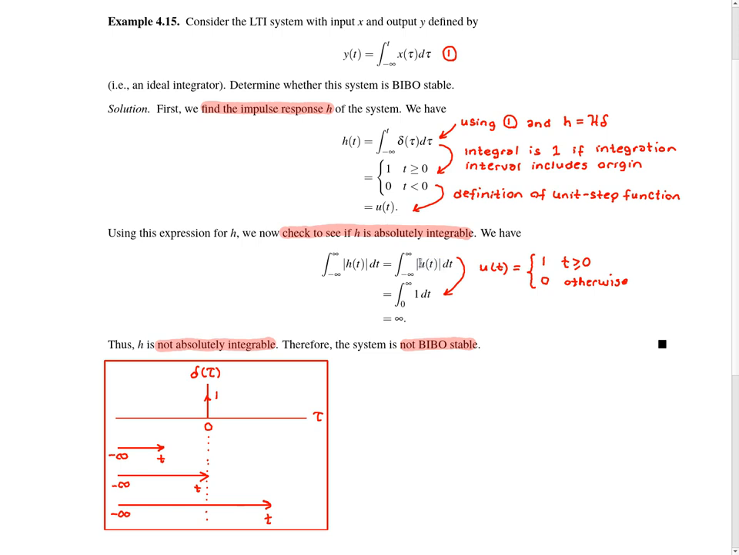And then we need to simplify this integral. The unit step function is only non-zero between 0 and infinity, and in particular it's equal to 1. So we can simplify this integral here on the right-hand side to the integral below it. And integrating 1 from 0 to infinity is going to give us an infinite result. So in other words, the conclusion that we have here, because this integral does not converge to a finite value, it basically blows up to infinity, the function h is not absolutely integrable, therefore the system is not BIBO stable.